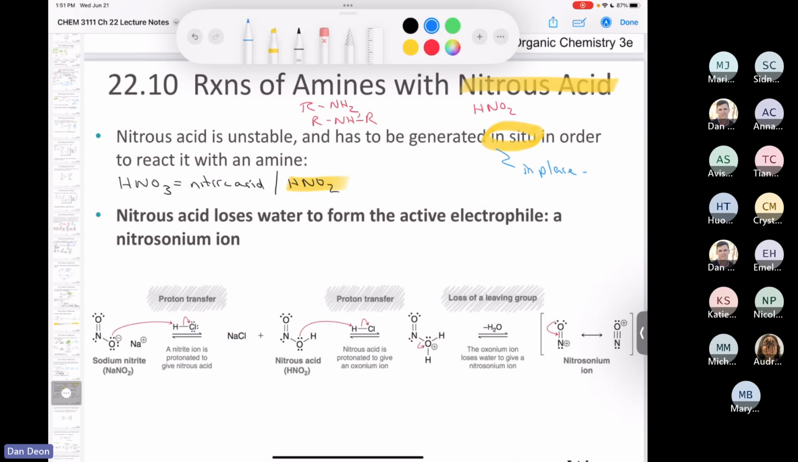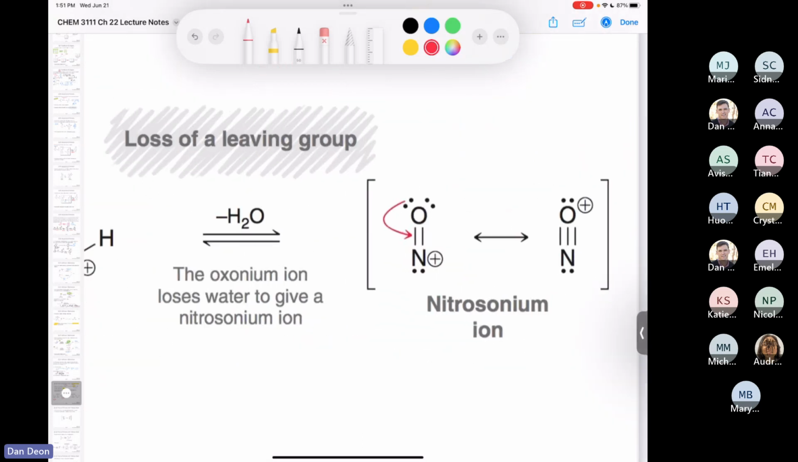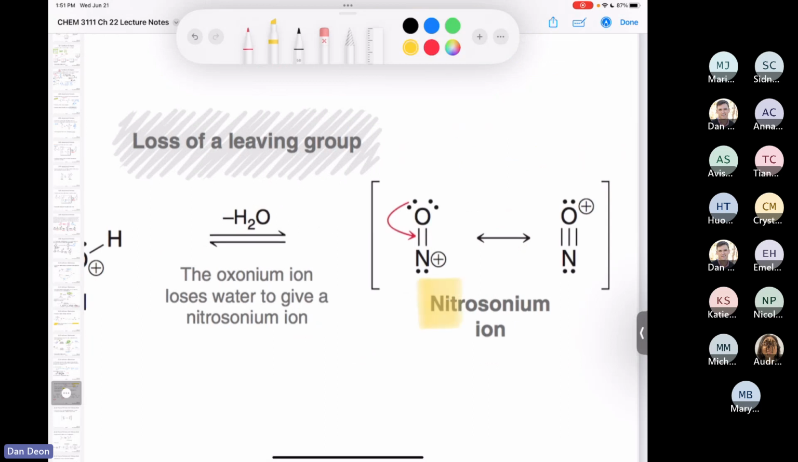So how do we make nitrous acid? Because if you've studied the slides at all, you'll see that nitrous acid is right here. This is the Lewis structure of HNO2. So here's nitrous acid. And it's actually made from a mixture of sodium nitrite, NaNO2, and HCl. So you mix those two together, you get a proton transfer to make nitrous acid, then you get another proton transfer by HCl to make water as a leaving group, and then you form this interesting ion that's shown down here on the bottom right-hand side called the nitrosonium ion.